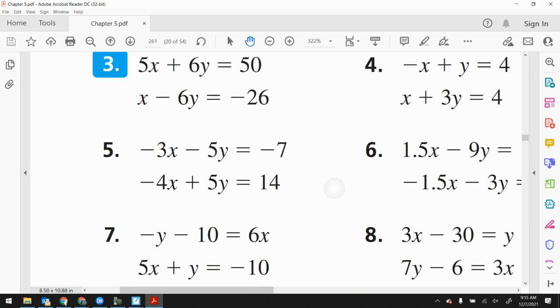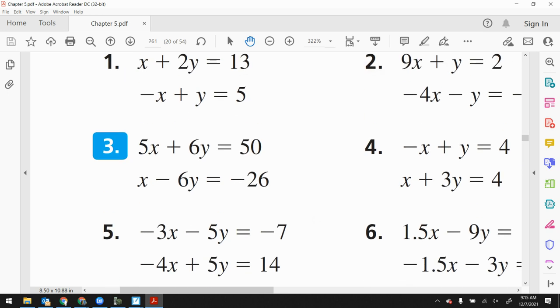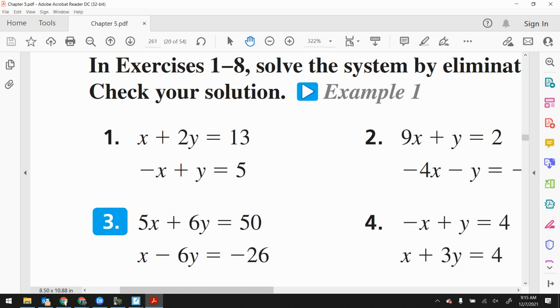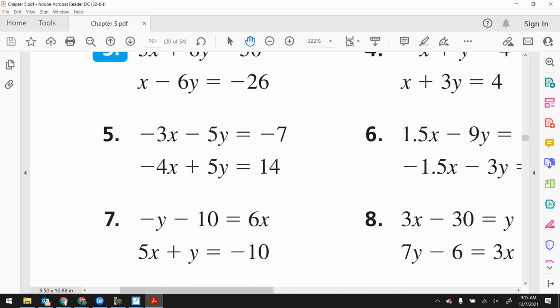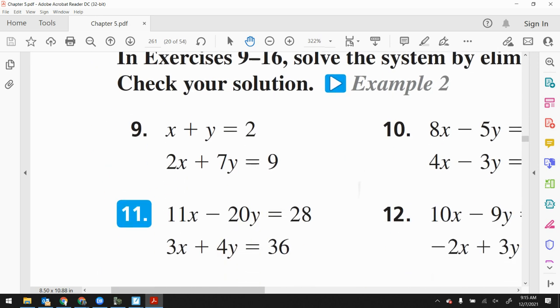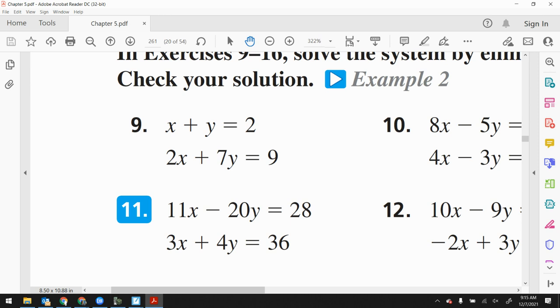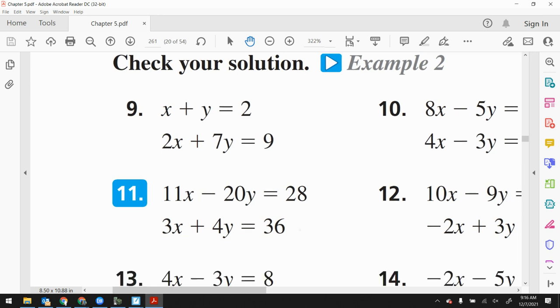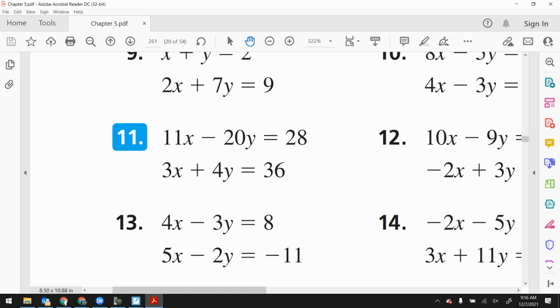Like, look, 5, do you have to multiply by anything? Sweet. 3, do you have to multiply by anything? Sweet. 1, do you have to multiply by anything? No. Now, I'm still talking. 9, do you have to multiply by anything? Yes. 11, do you have to multiply by anything? Yes. Okay. 11 is a blue problem.